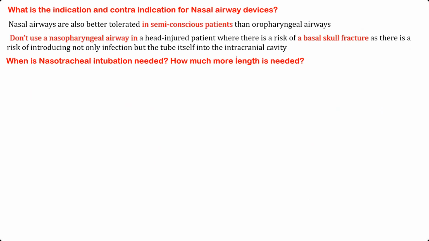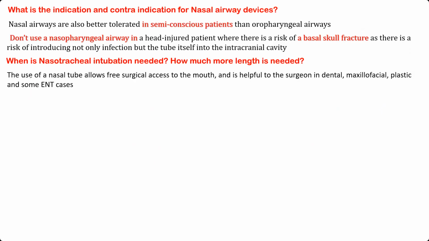In all those cases, we have to do a nasotracheal intubation. And how much more length is to be introduced into the trachea compared to oral intubation? It is to be 2 to 3 centimeters more. So the use of a nasal tube allows free surgical access and is helpful in dental, maxillofacial, plastic, and ENT cases. These are all the surgeries where they may request you for a nasal intubation.